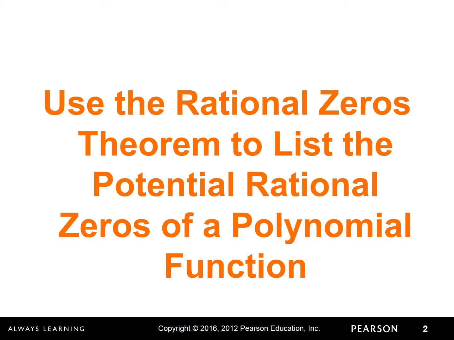Let's think about this task that we have. First of all, we're trying to list potential rational zeros of a polynomial function. I think we feel pretty good about what a polynomial function is.